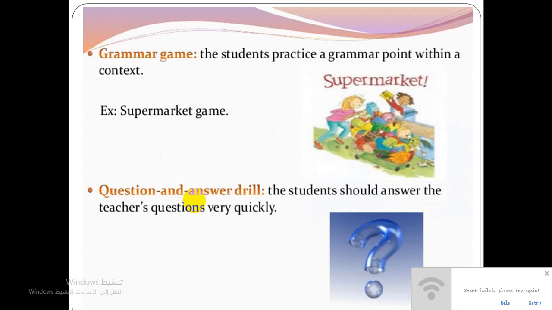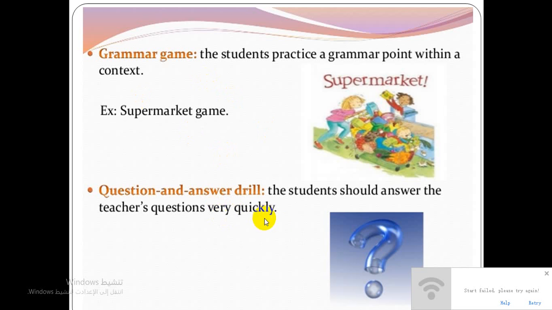Grammar game. Games like the supermarket and alphabet games are described in the Audiolingual method. The games are designed to get students to practice a grammar point within a context. The students are able to express themselves, although it is rather limited in this game. Notice there is also a lot of repetition in this game.